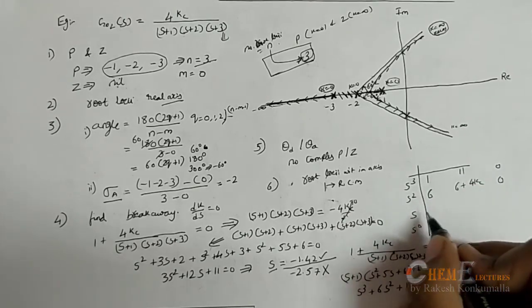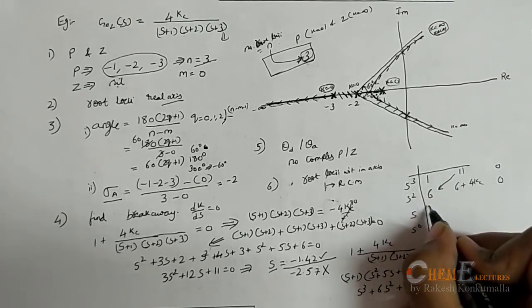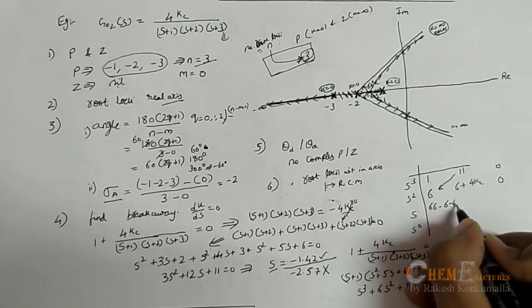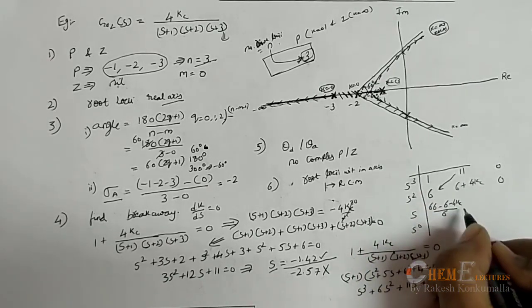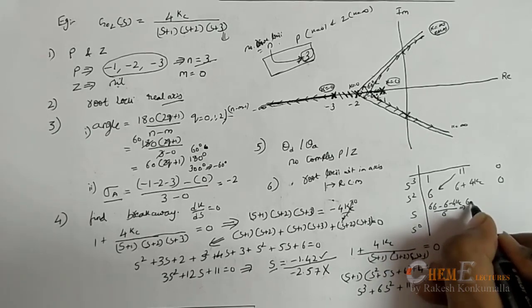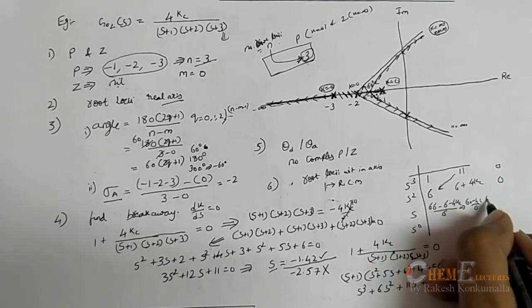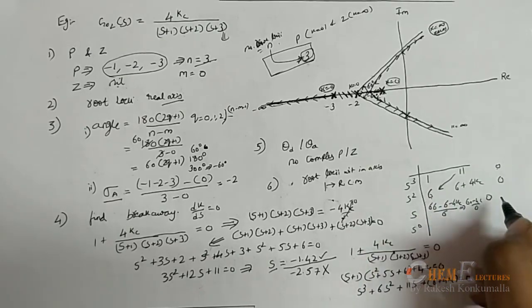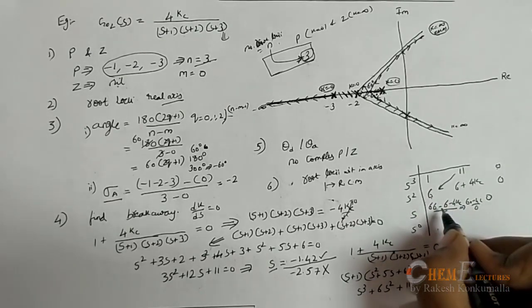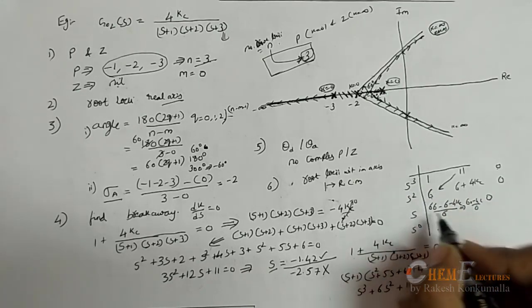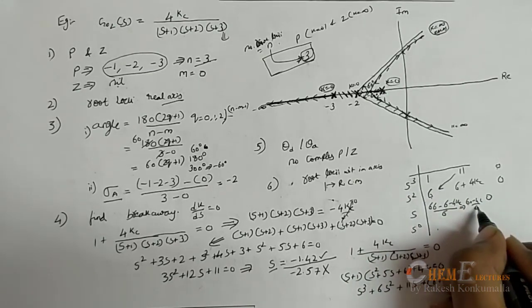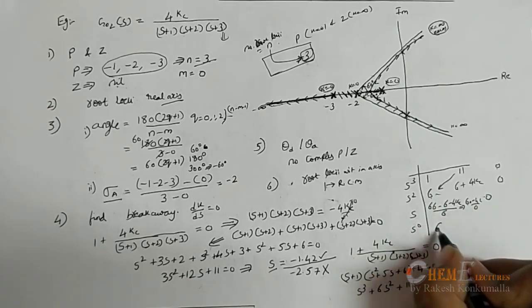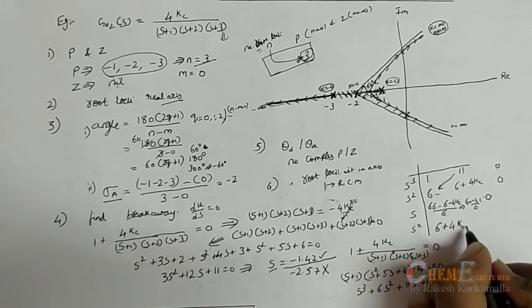Then 11 into 6 is 66, minus 1 into (6 plus 4kc), which gives (60 minus 4kc) by 6. This next term will be 0, because 0 into 6 minus 0 into 1, divided by 6, is 0. And this last point will be (6 plus 4kc) into this value minus 6 into 0, divided by this value, which gives 6 plus 4kc.